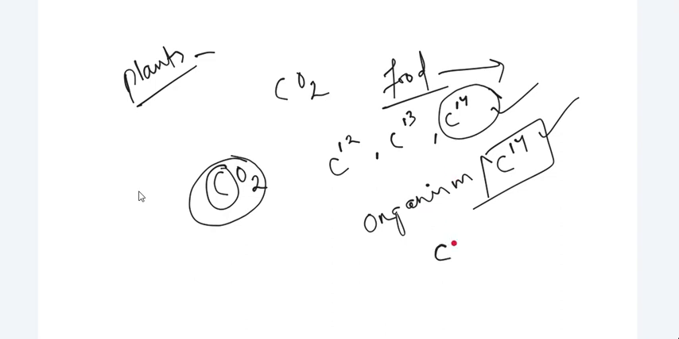So C14 decays to what? Which particle will be released here? Beta minus, exactly. So beta minus decay will occur, and an antineutrino will be released. So nitrogen will be formed.